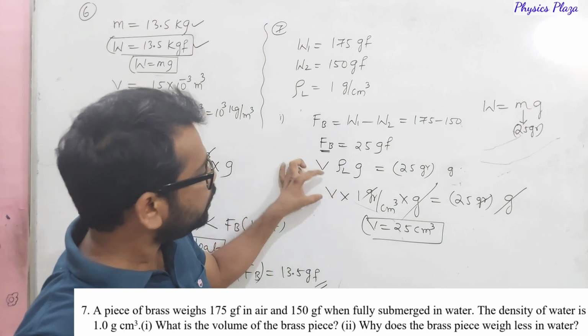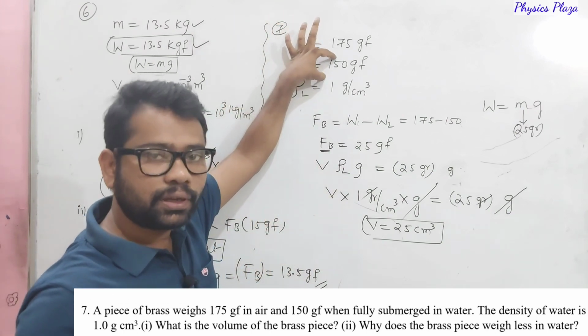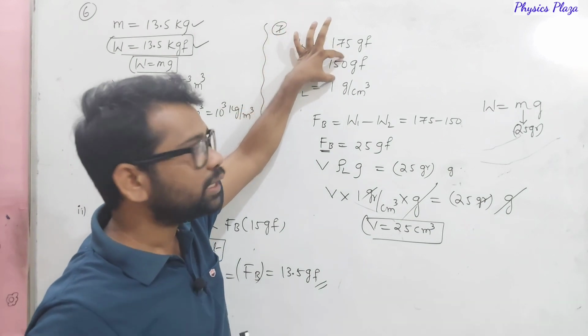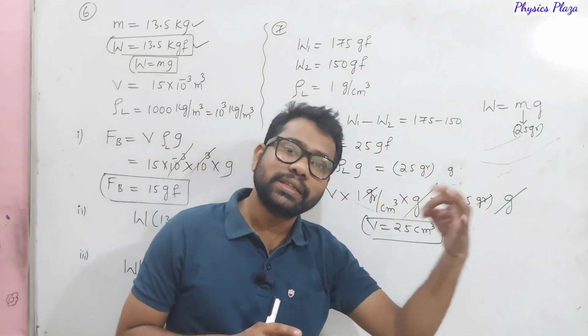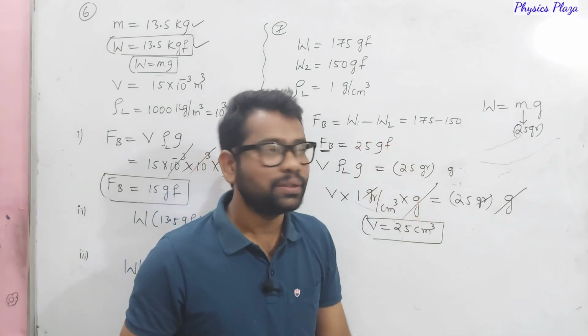So again I am telling you: whenever the body weight in air and body weight in liquid are given, of course you get that difference, and that is going to be the answer in centimeter cube. This is the method to calculate. Okay, just copy it.